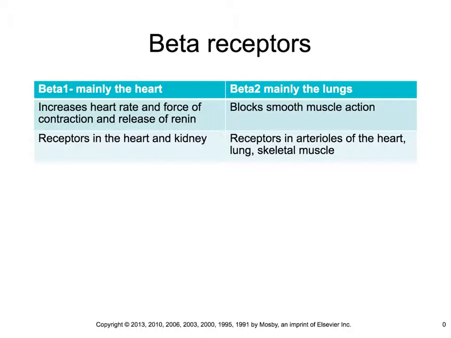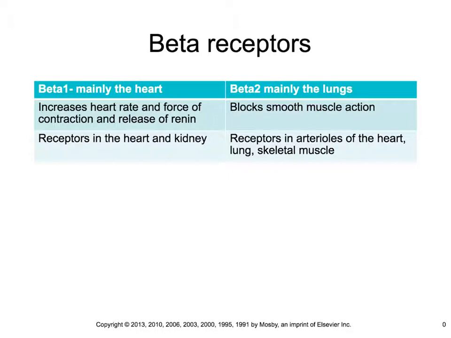So when we talk about beta receptors, so beta 1, the action of the receptors increases the heart rate and the velocity of the AV conduction, the force of the cardiac contraction, and the release of renin. So this causes vasoconstriction with an increased blood pressure. The beta 1 receptors are found in the heart and the kidneys, and they treat cardiac arrest, heart failure, and shock.